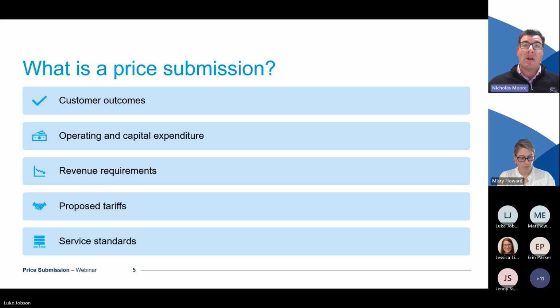Secondly, on our operating and capital expenditure, the projections we use are then assessed by the ESC as to whether the level of expenditure that we're proposing is prudent and efficient. So what do we mean by operating costs? Operating expenditure includes key things such as labour, chemicals to treat water, and energy costs.